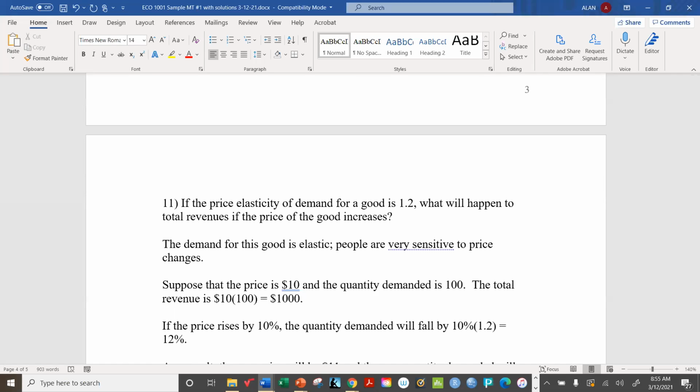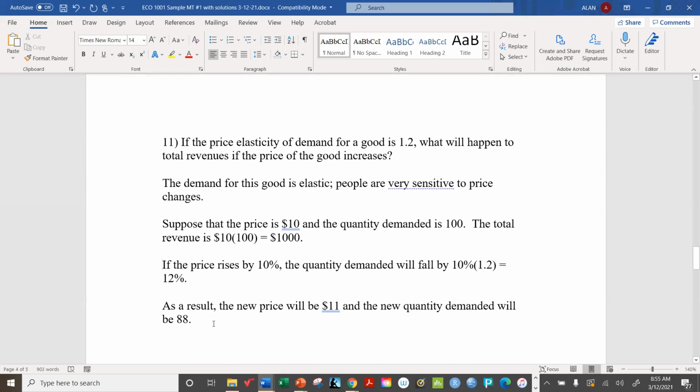If we have the price increasing by 10%, the quantity demanded will go down by 12. Now that by itself should be enough to tell you that this was a mistake, but let's just prove it mathematically. The new total revenue is 11 times 88, which is 800 and, hold on. $968. Oops. So therefore, as a result of the price increase, total revenues have fallen.